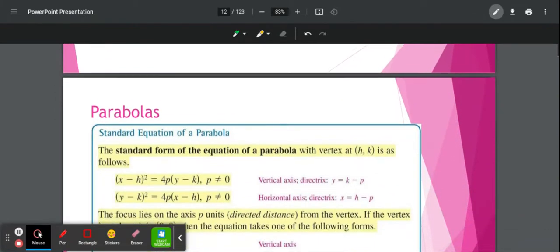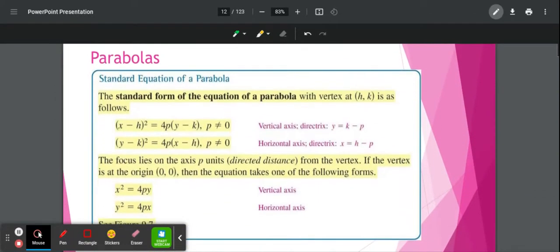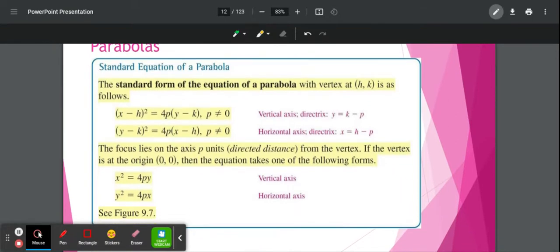So your standard equations for a parabola, again, the vertex is at (h, k). With circles, we used the center as (h, k). In parabolas, we're using the vertex as (h, k). If we have a vertical axis, that means your parabola would open vertically, which gives you the x squared equation.